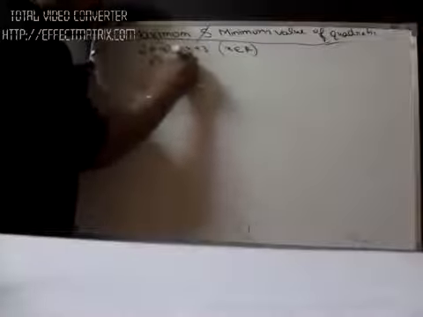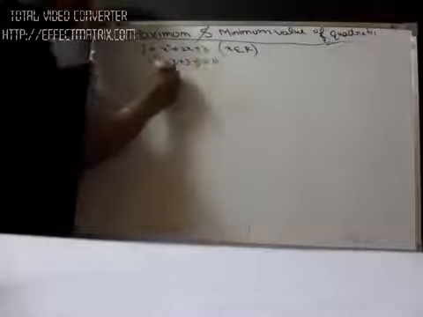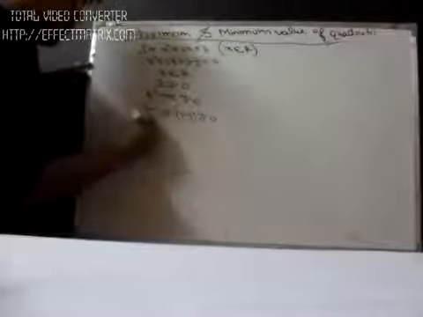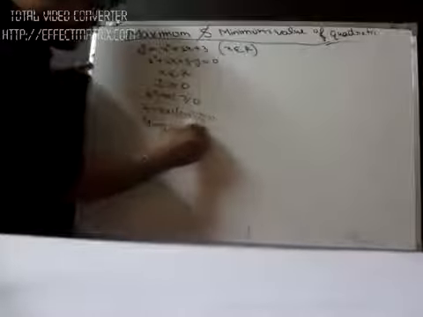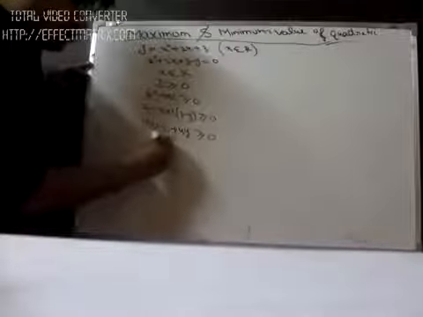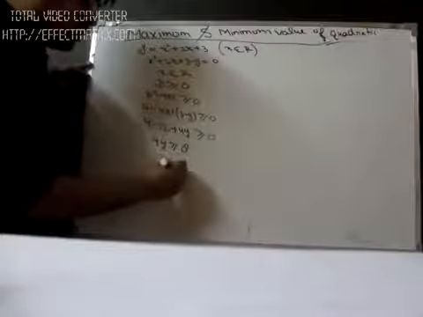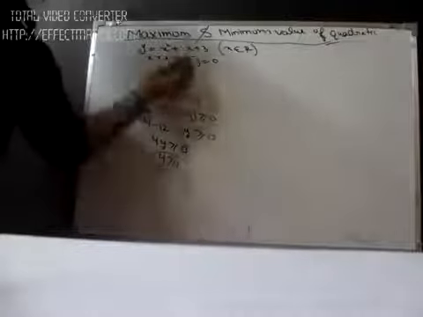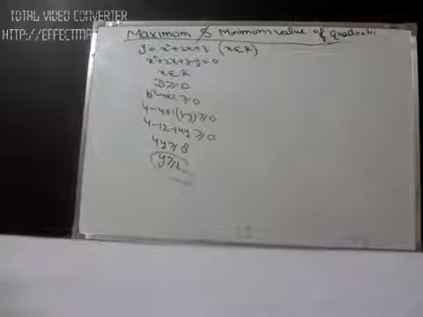Now make the quadratic x square plus 2x plus 3 minus y equal to 0. Here x is real, so D will be greater than or equal to 0. So b square minus 4ac should be greater than or equal to 0. Means 4 minus 4 into 1 into (3 minus y) should be greater than or equal to 0. And 4 minus 12 plus 4y should be greater than or equal to 0. Means 4y should be greater than or equal to 8. Means y should be greater than or equal to 2. So the minimum value of this function will be 2 and the maximum value will be infinity.